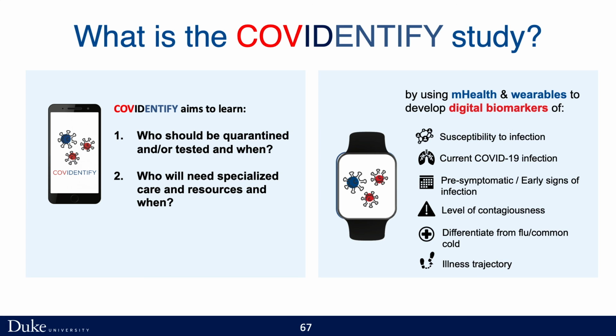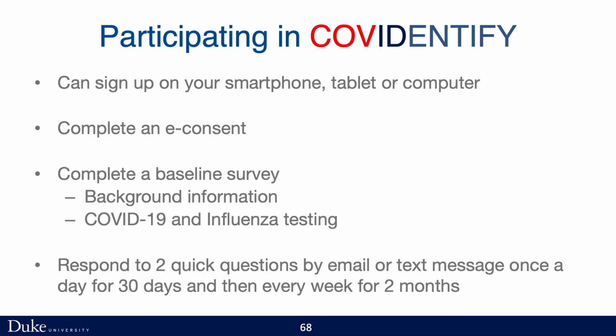So although somebody may not feel sick, we may be able to detect that in fact they are carrying the virus. We want to understand the level of contagiousness and to be able to differentiate between COVID-19 and other illnesses that may look quite similar. And then finally, being able to predict the illness trajectory is very useful because it helps us to allocate resources.